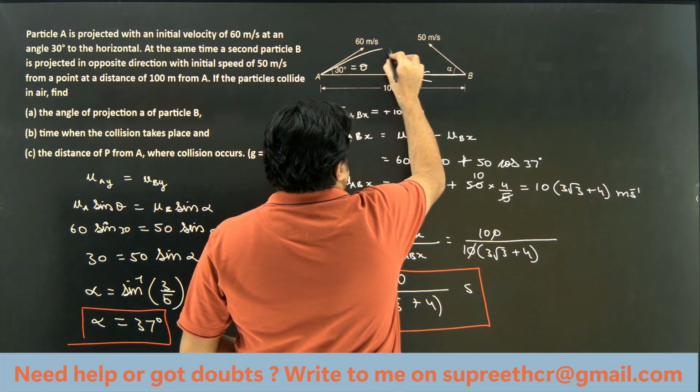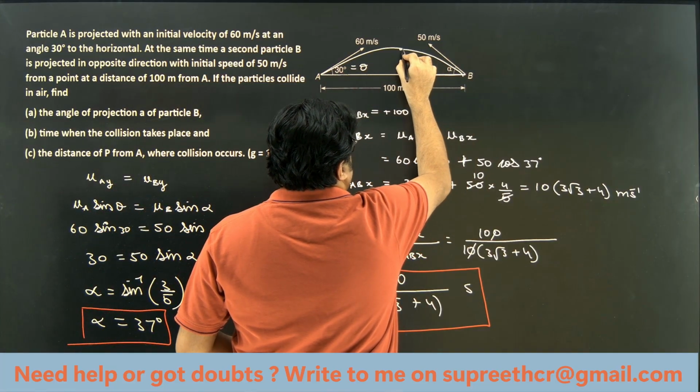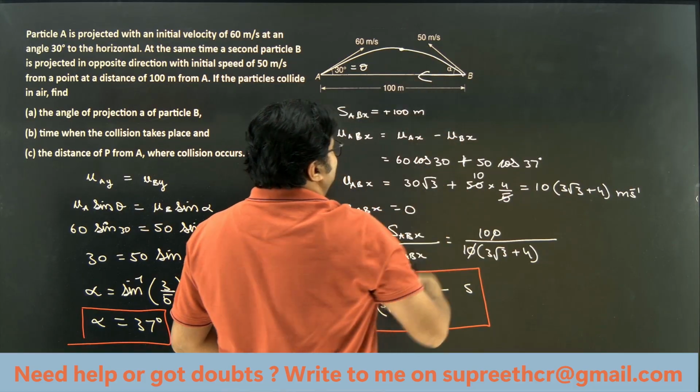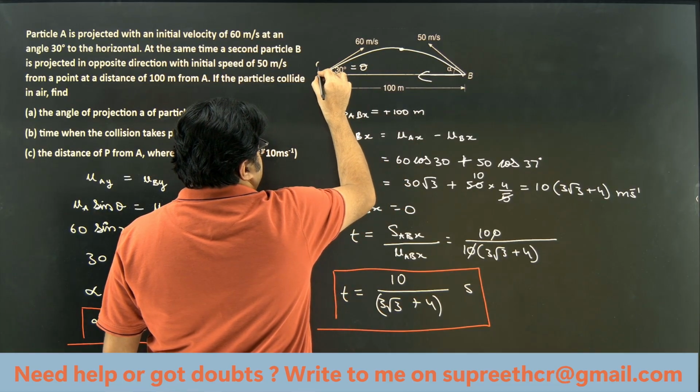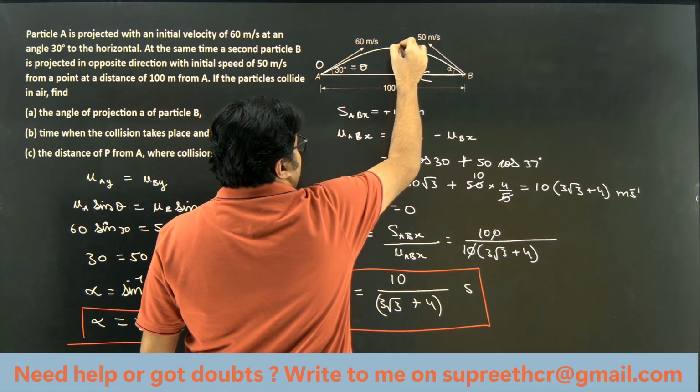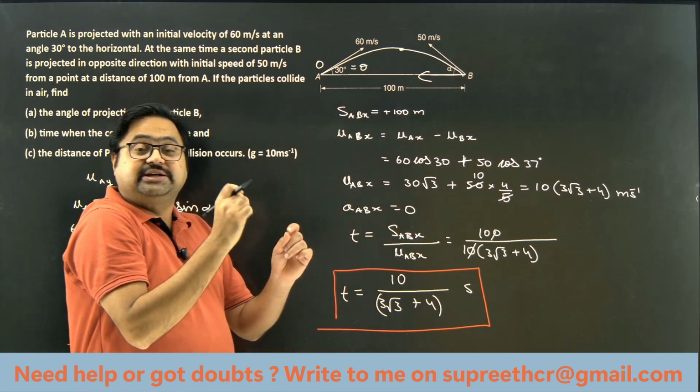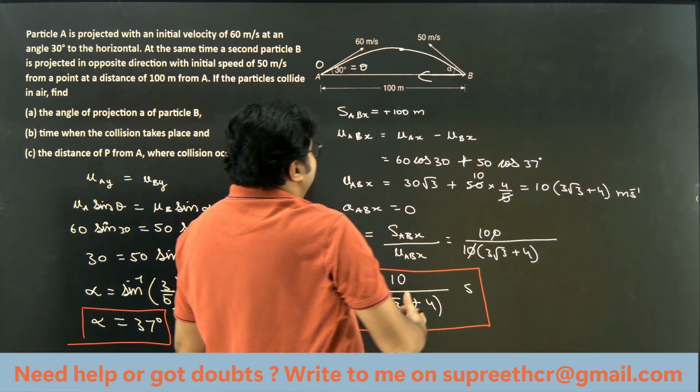So A is going to go this way, B is going to go this way. They're going to collide somewhere mid-air there. What is the coordinate from A? That means if you take A to be the origin, at what coordinates does the collision take place? That's the question. Dear friends, it's very simple.